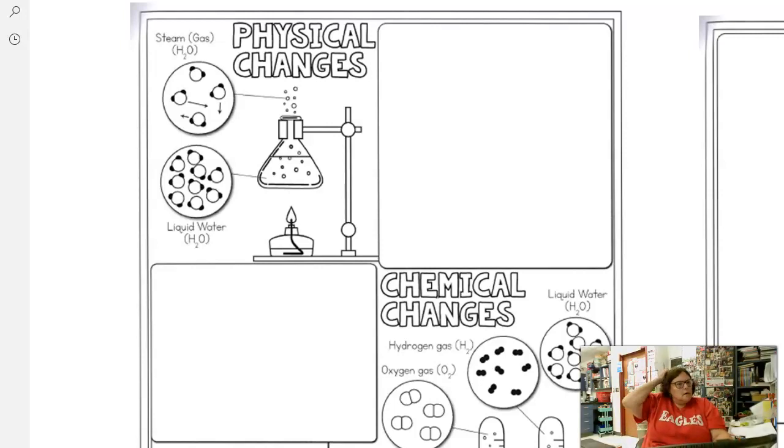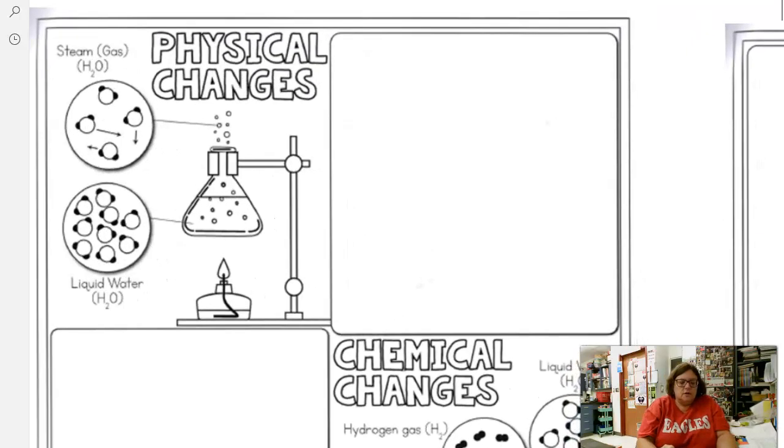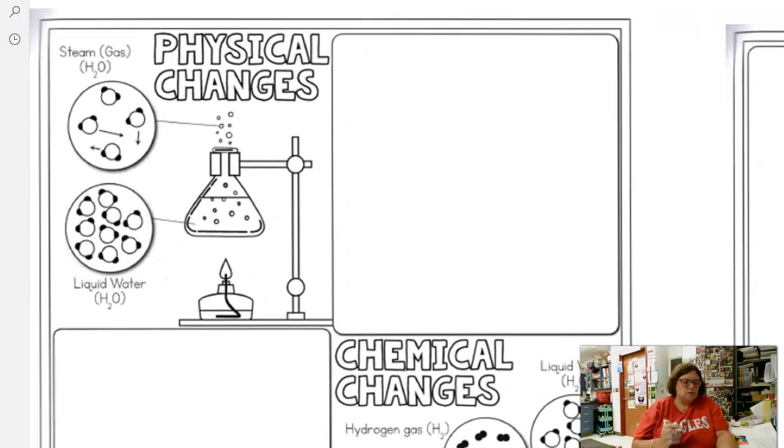Hello. So today we're going to take some notes on physical and chemical changes and physical and chemical properties, and then you guys will get up and go into lab and perform some physical and chemical changes. First, we're going to start with physical changes. First of all, notice the drawing.